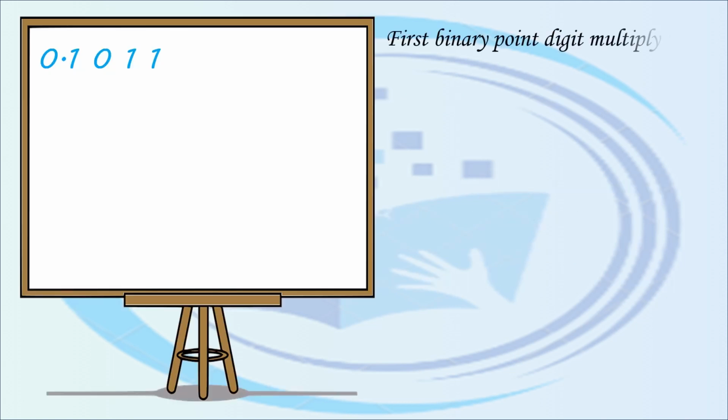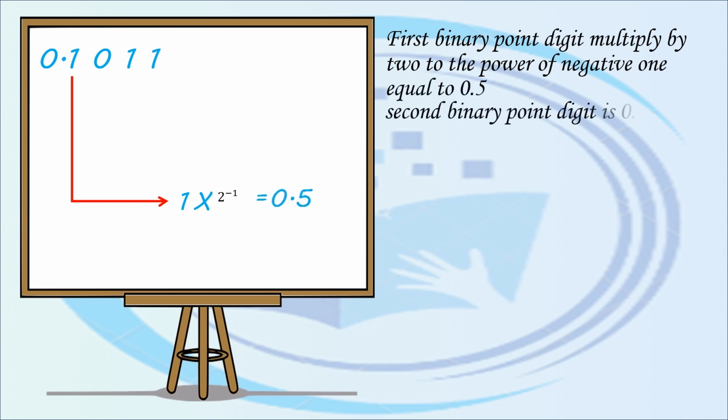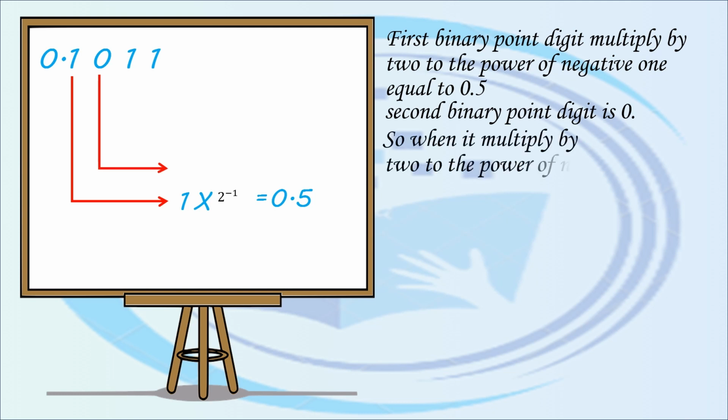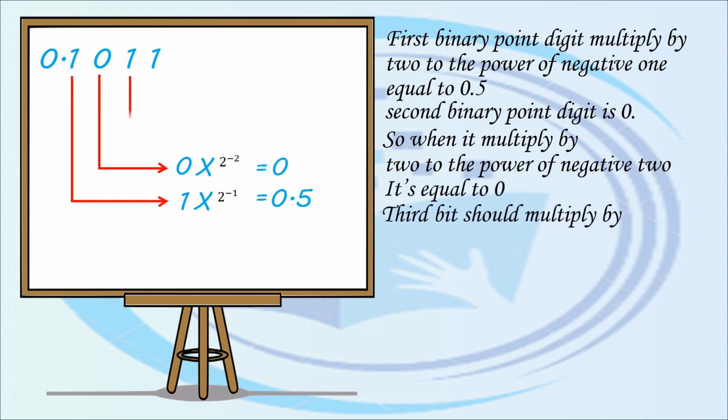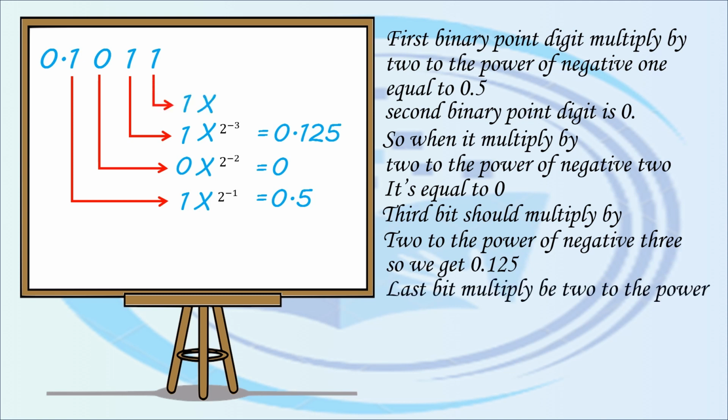First binary point digit, multiply by 2 to the power of negative 1, equal to 0.5. Second binary point digit is 0, so when multiplied by 2 to the power of negative 2, it's equal to 0. Third bit, multiply by 2 to the power of negative 3, so we get 0.125. Last bit, multiply by 2 to the power of negative 4, equal to 0.0625.